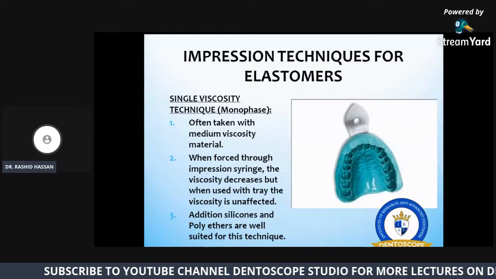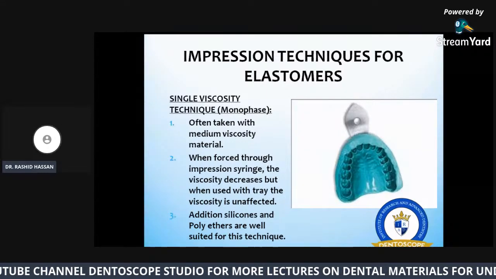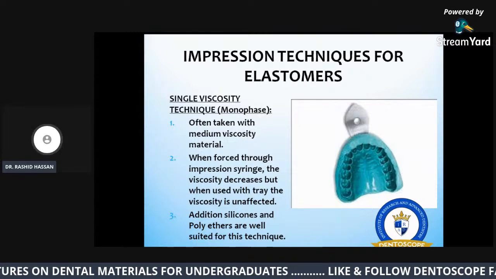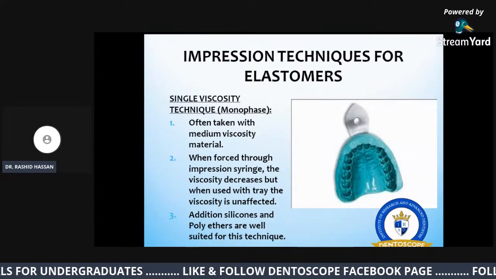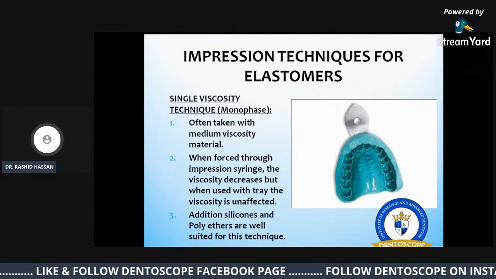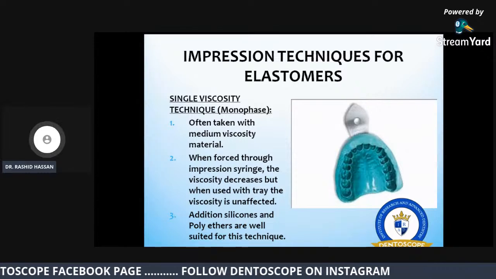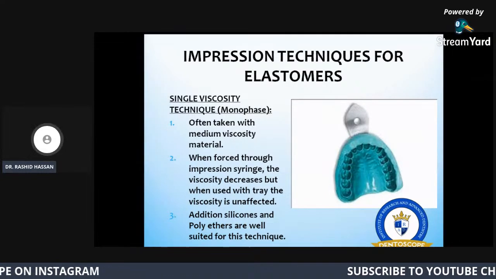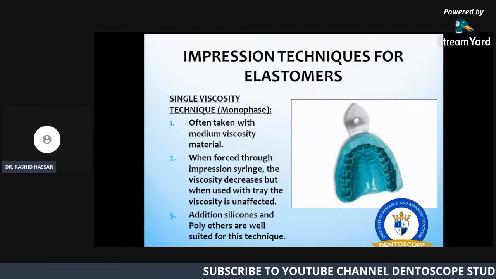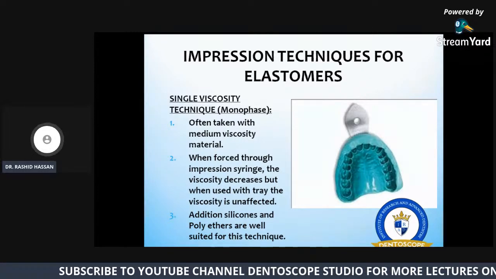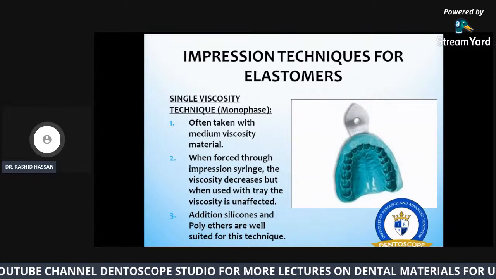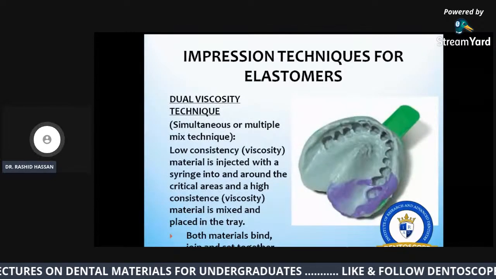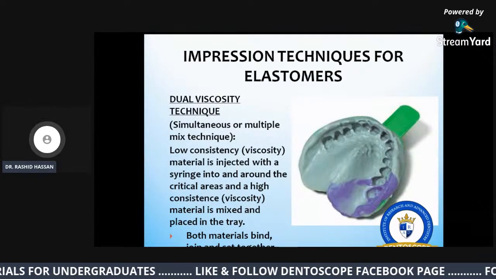When forced through the impression syringe, the viscosity decreases, but when used in the tray, the viscosity is unaffected. That is the highlight property of the elastomeric impression material. In a nutshell, you can use any of the four consistencies for the monophase, just one consistency. Addition silicone and polyether are well suited for this technique. Then comes the second one, which is the dual viscosity technique.